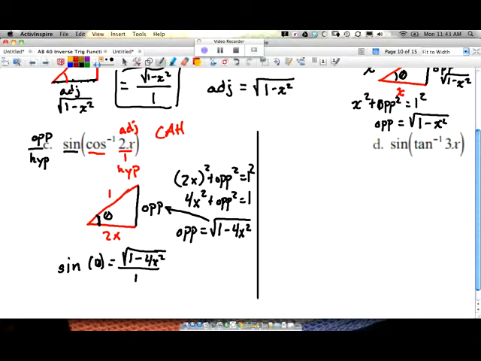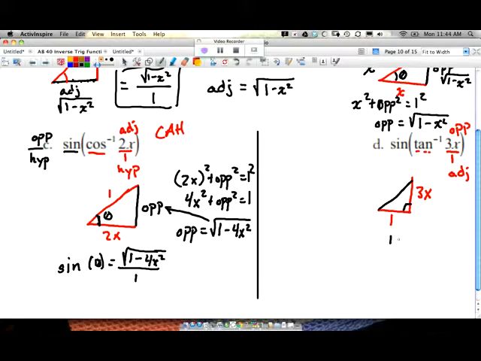Excellent. Okay, last one of these. Again, even though it's not there, it's really there, 3x over 1. So we got a ratio, and it's dealing with tangent, which means that these two pieces are the OA, the opposite over the adjacent. So that means opposite is 3x, and adjacent is 1. So those are the two pieces I was given. Now let's look at the missing section here.